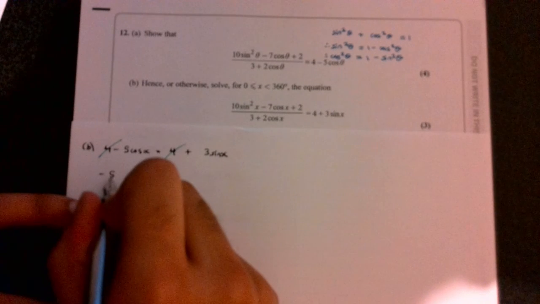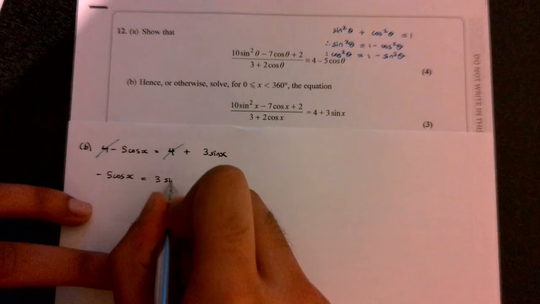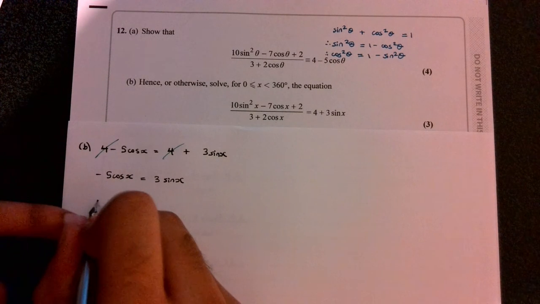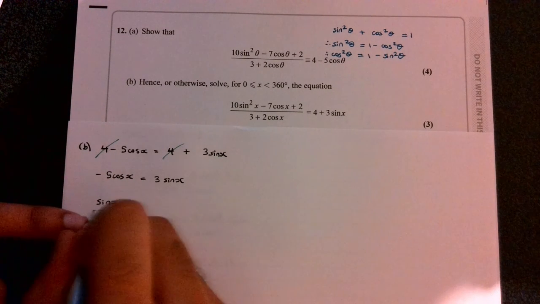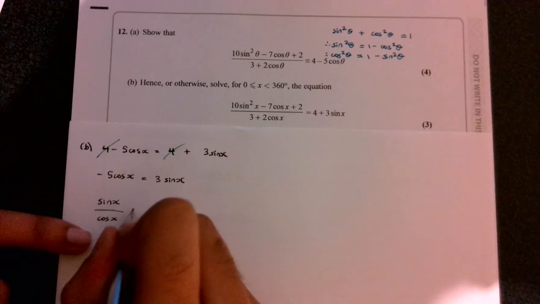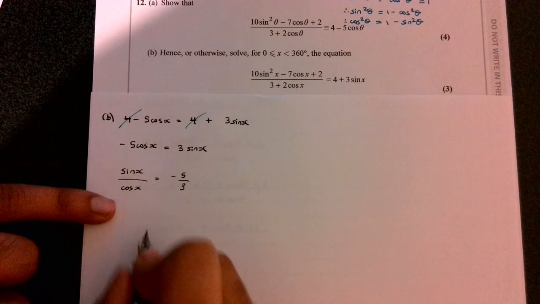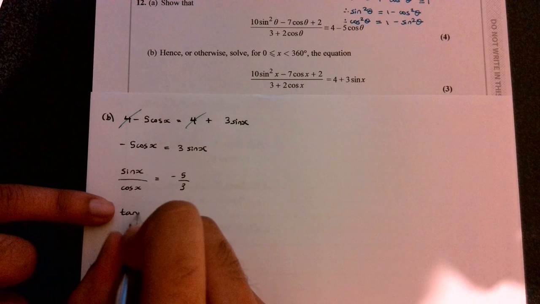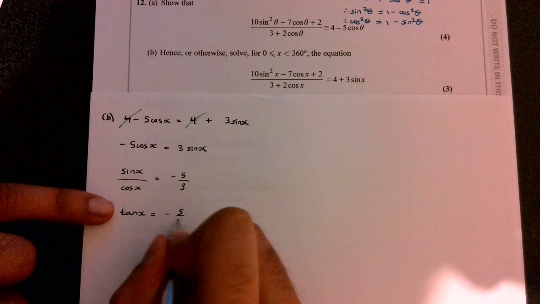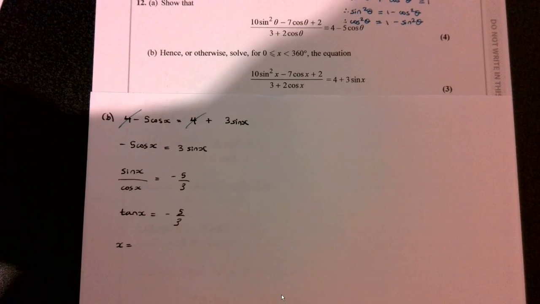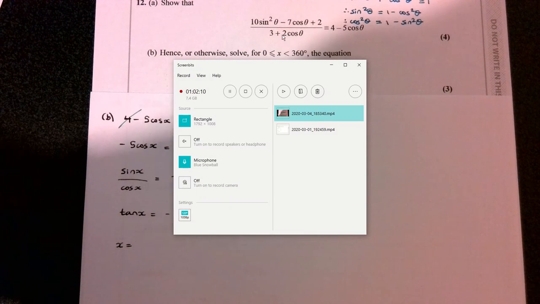So if we simplify this a bit, we have minus 5 cos x equals 3 sin x. Okay, and if we rearrange, we see that sin x over cos x is equal to minus 5 over 3. Sin x over cos x, that's tan x. So tan x is equal to minus 5 over 3.